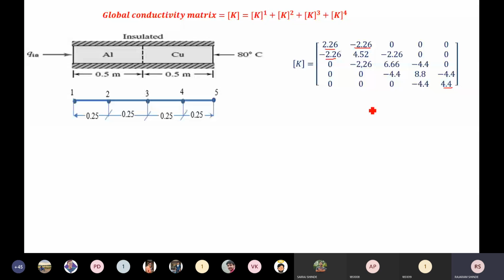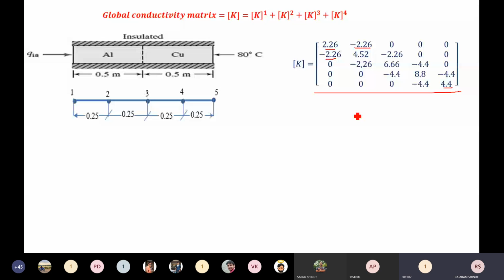Okay, have you got this assembly? Have you got this matrix? Is it necessary to explain this? Yes, sir. Is it necessary to explain, or you got it? Got it. No, sir. Not required to explain.